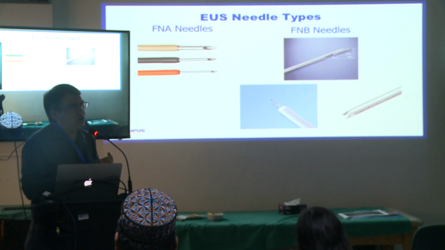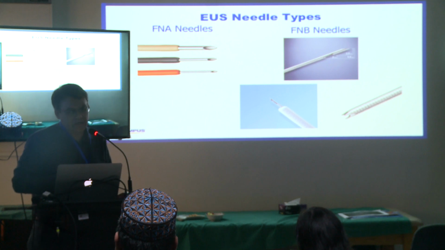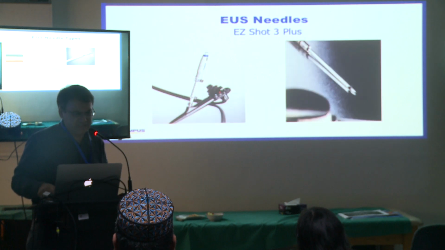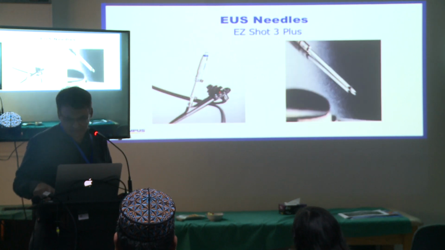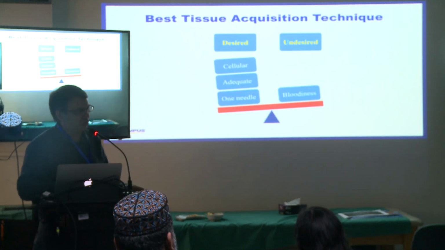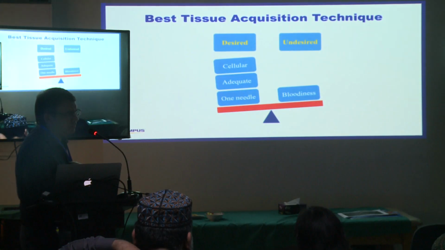So we are talking about Olympus needle, Cook needle, Boston. Boston and Covidien too, okay. And FNA and FNB both? Okay. And what about the Olympus one? Is it the easy shot? Yes, it is? Is it the new one or the older version? They have the new one as well, but they have the older ones, both.